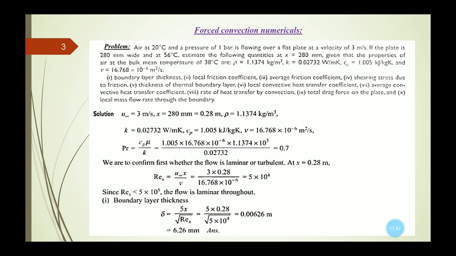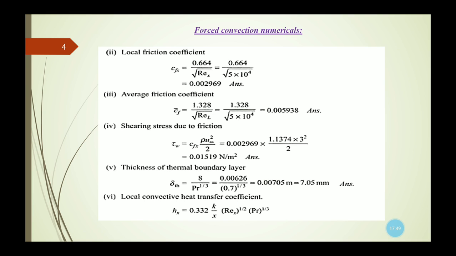Now for the second part, that is the local friction coefficient, we need to use the formula of the skin friction coefficient, that is for the local skin friction coefficient, which is 0.664 divided by root under Reynolds number. Now here the value of the Reynolds number is already known to us, we have calculated it.